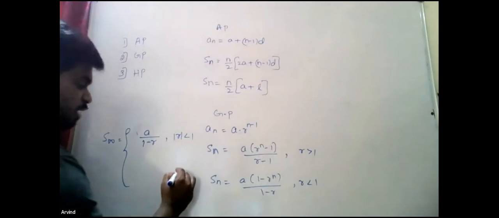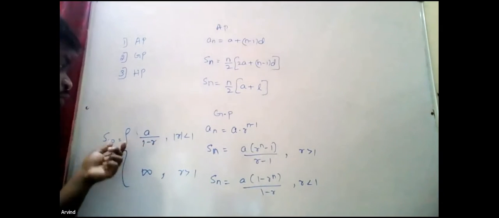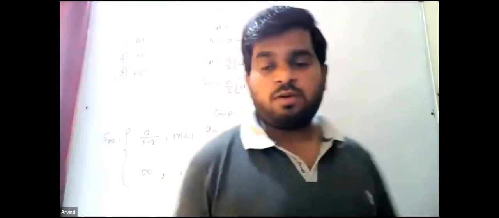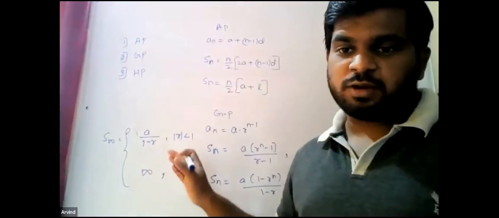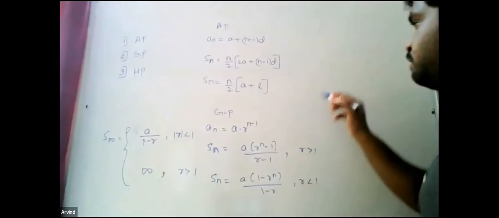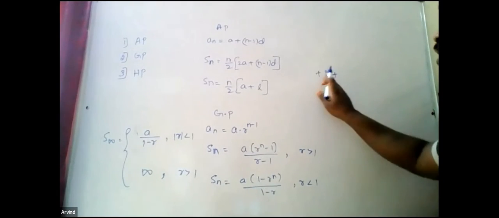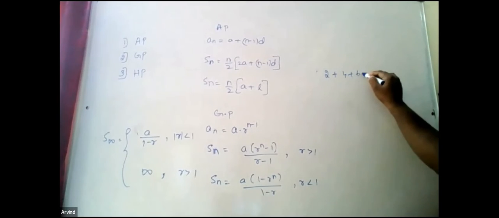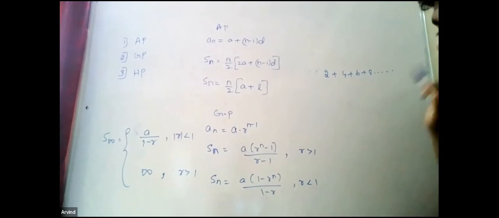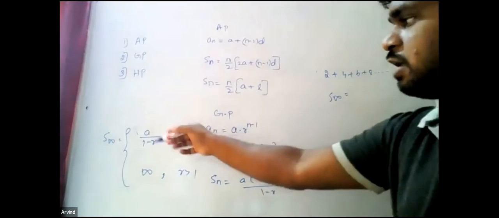If R is greater than 1, then S infinity will become infinity. So to use the S infinity formula, there is a condition: R should be between -1 and 1, only then use it. For example, take 2 plus 4 plus 6 plus 8 and so on up to infinite terms. If asked to find S infinity, you cannot use this formula.